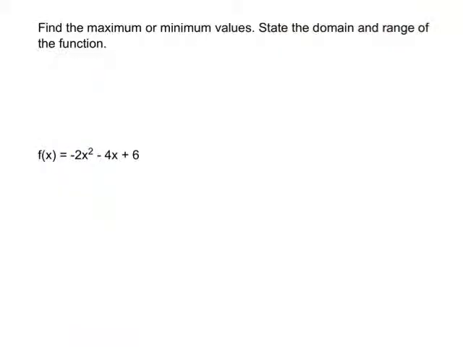highest point. So to find the maximum and minimum values, and we're going to state the domain and range, we're going to use the following function. So the first thing that I notice is that a is negative. And if a is negative, I am automatically going to have a parabola that goes down. So when the parabola goes down, I have a maximum point. So a downward parabola has a maximum vertex.